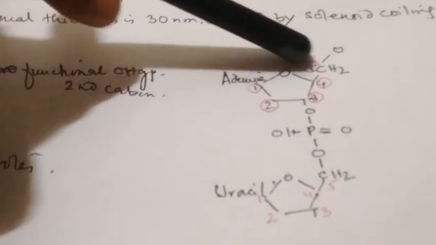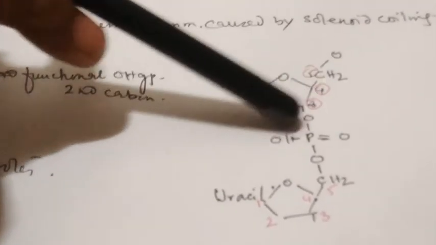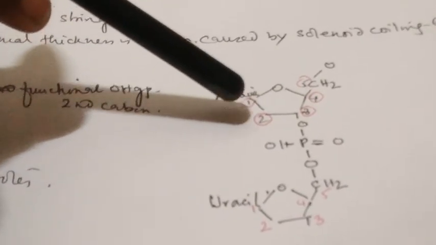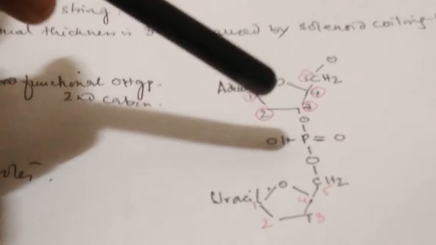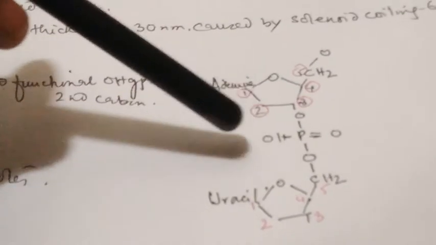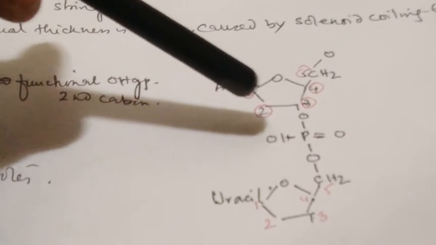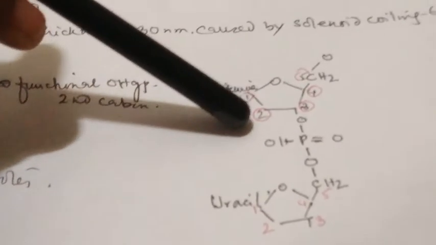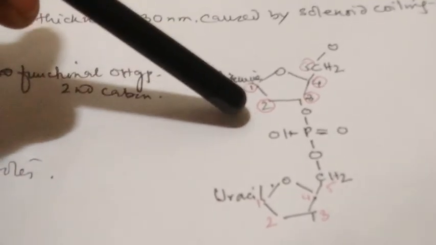The sugar is ribose, as we have already discussed. Here the second carbon and the third carbon both have the functional OH group. Clear? Which is absent in DNA. In DNA the second carbon does not have a functional OH group, but in ribose sugar the second carbon has a functional OH group.